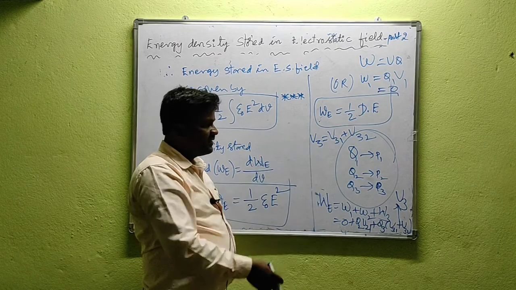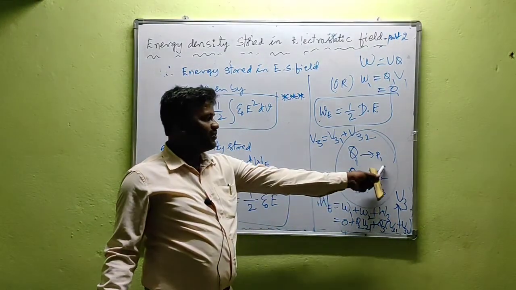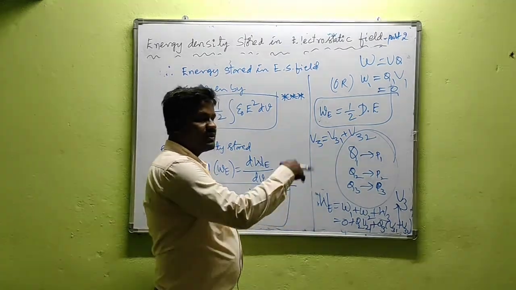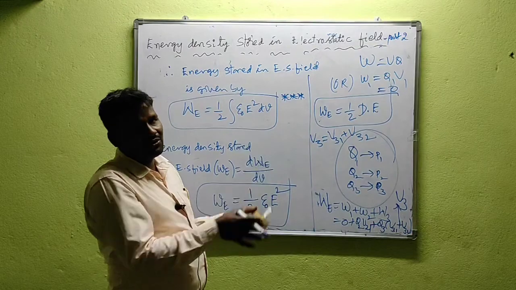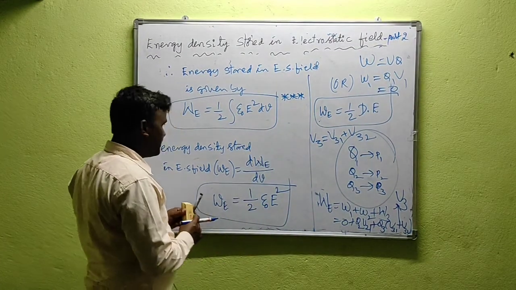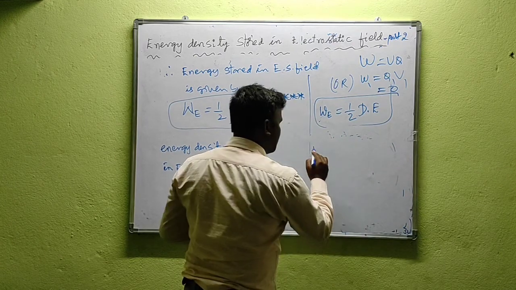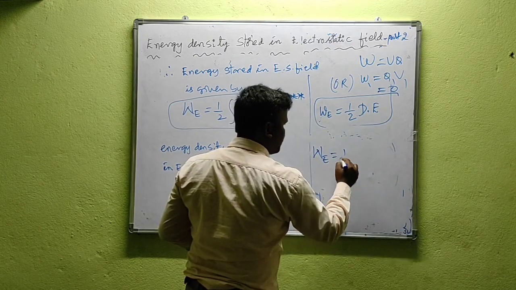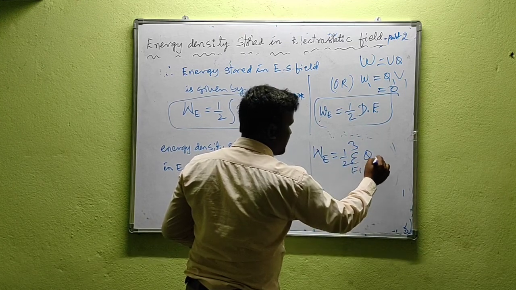After this, we consider what if charges are placed in the reverse order, meaning first Q3 at point 3, and next Q2 at point 2, and Q1 at P1. In that case, W3 plus W2 plus W1, and W3 is 0. If I add the two equations, I will get W as total WE, that is 1 by 2 summation i equals 1 to 3 Qi Vi.